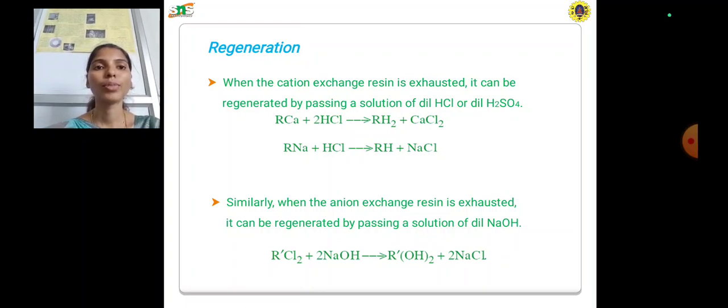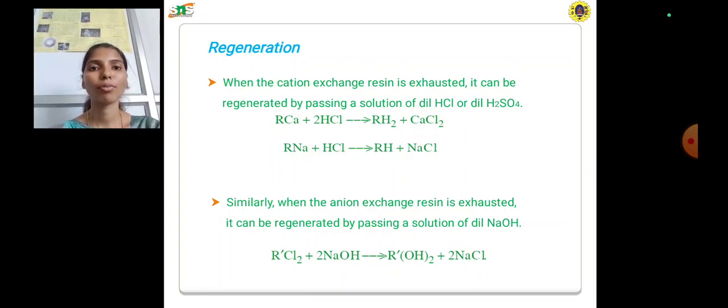Regeneration. When the cation exchange resin is exhausted, it can be regenerated by passing a solution of dilute HCl or dilute sulfuric acid. So RCa + 2HCl forms RH2 + CaCl2. RNa + HCl forms RH + NaCl. Similarly, when the anion exchange resin is exhausted, it can be regenerated by passing a solution of dilute NaOH. That is RCl2 + 2NaOH forms R(OH)2 + 2NaCl.